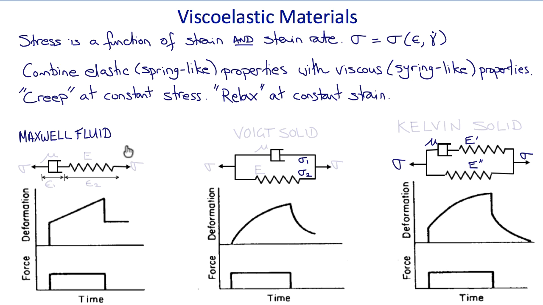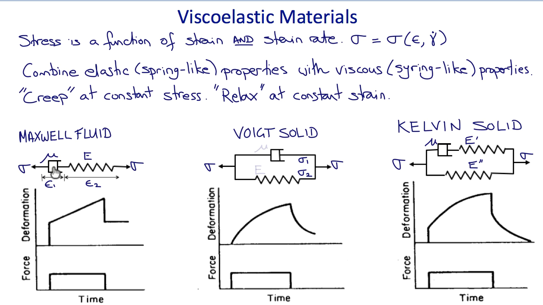For example, if we put a solid and elastic material and a viscous fluid in series with each other, we get a Maxwell fluid. If we put them in parallel, we get a Voigt solid. And if we have two solid-like materials, or if you like, a Maxwell fluid in parallel with a spring, we get what's called a Kelvin solid or standard linear solid.